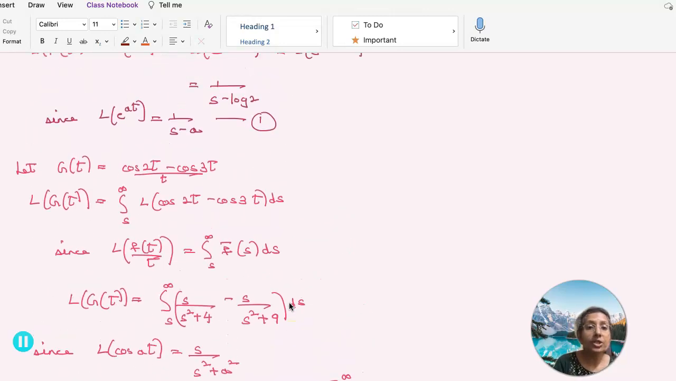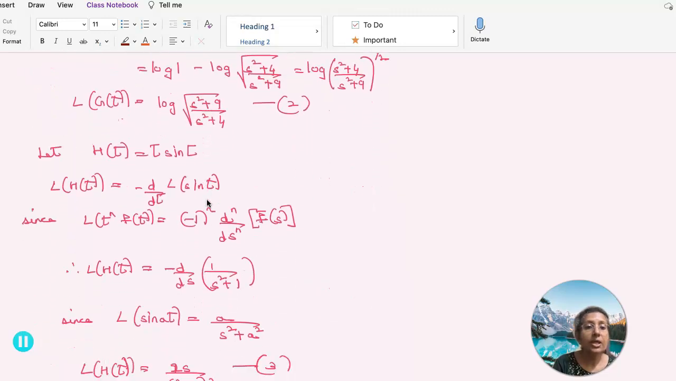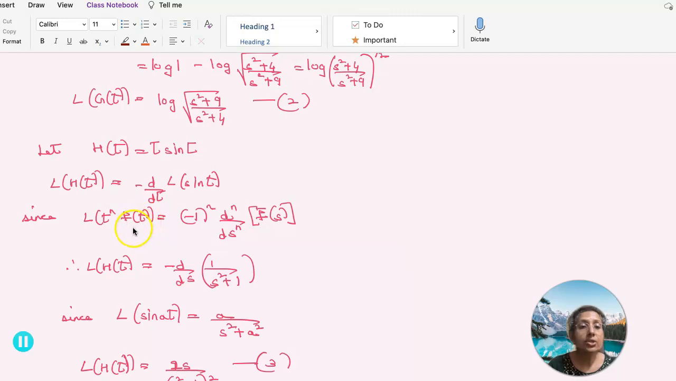Now coming to the last function, that is h(t) equal to t sine t. So let h(t) be t sine t. Now we have this property that L of t raised to n f(t) is minus 1 raised to n times the nth derivative with respect to s of the Laplace transform of f. All these we have discussed in my earlier lessons, so you can use my playlist or refer to the earlier videos. So L of h(t), that is L of t sine t, is minus, n is 1, d/ds of the Laplace transform of sine t, which is a by s squared plus a squared for sine at. So this becomes 1 by s squared plus 1.